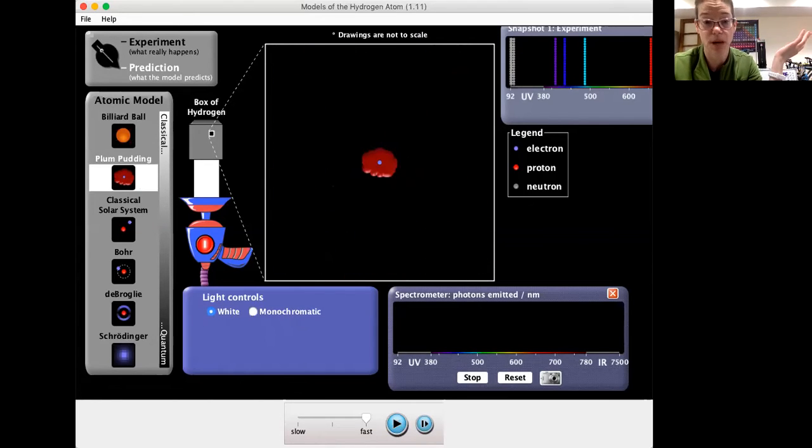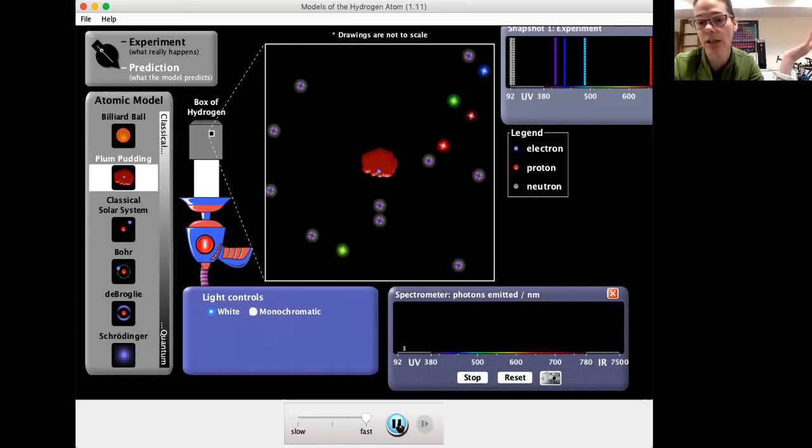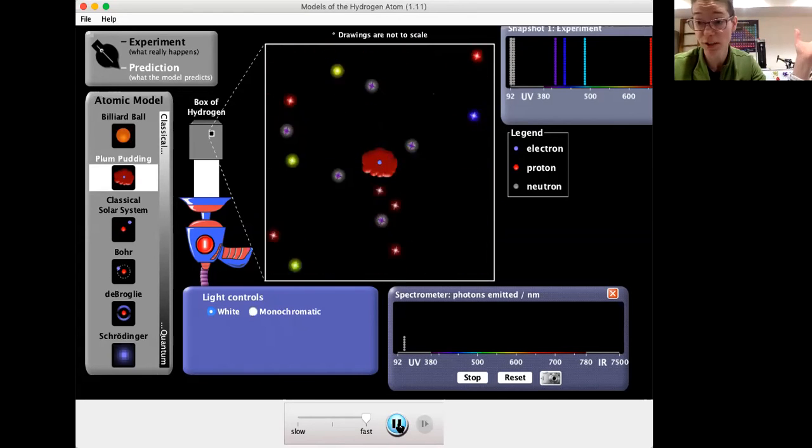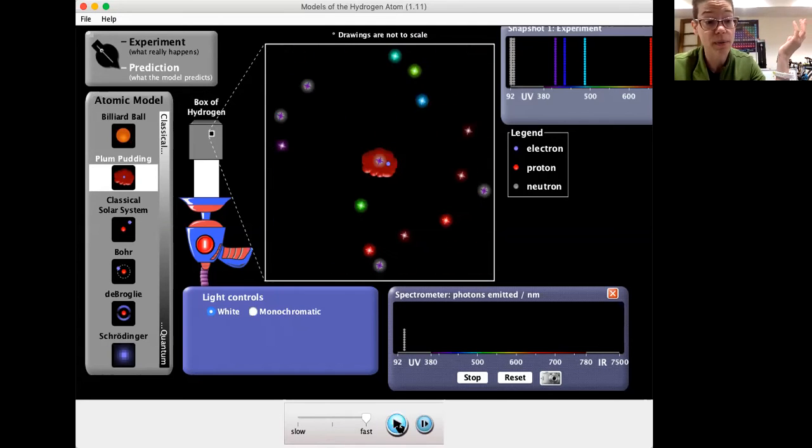The plum pudding model, right? You've got your little electron. Thomson discovered the electron, so we've got our electron here in this positive goo. And sure, you can shine light on it and it'll bounce around and do stuff, but it doesn't generate any color. So again, Thomson did the great thing of discovering the electron, but he didn't know anything else about it. And nobody else worked on the electron for a while.